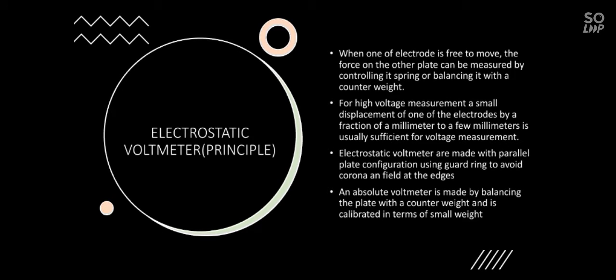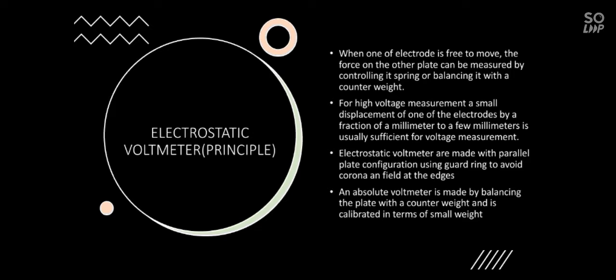Electrostatic voltmeter principle: when one of the electrodes is free to move, between the anode and cathode, the force on the other plate can be measured by controlling it with a spring or balancing it with a counterweight. That is, either the anode or cathode can be moved, with a controlling spring or a counterweight balancing it.